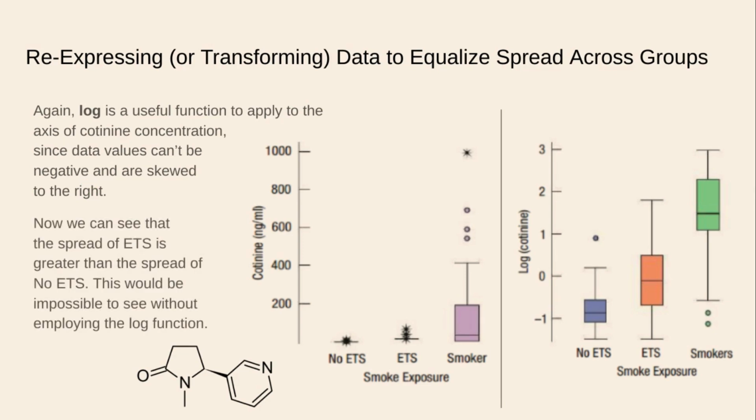Now we can see that the spread of ETS is greater than the spread of no ETS. Cool. This would be impossible to see without employing the log function, right? So we see no ETS and ETS, very good. Clearly there's more spread, and a detail that you may have noticed is that with ETS, we no longer have outliers.